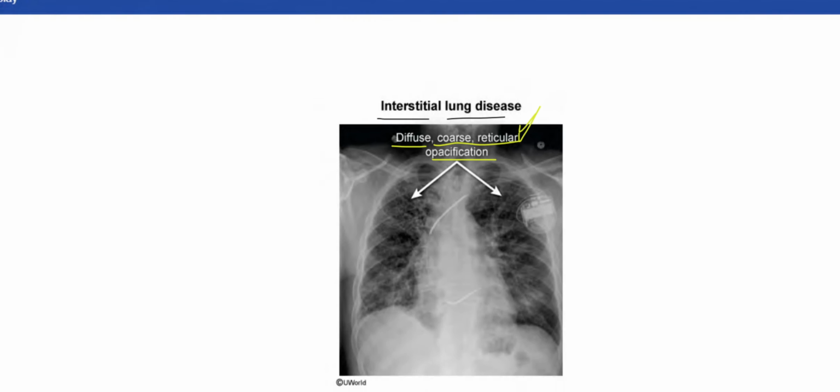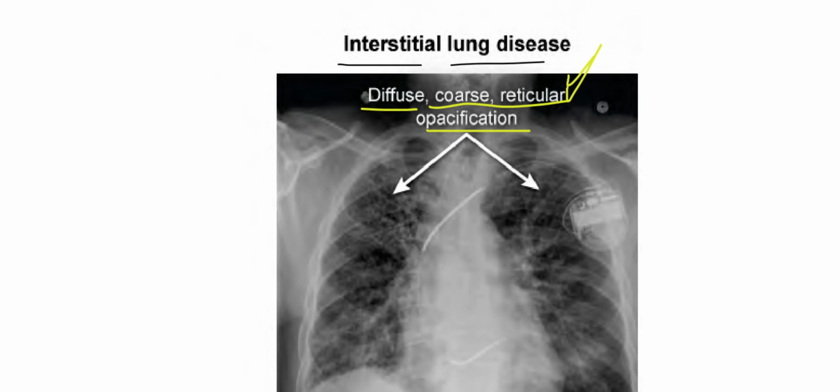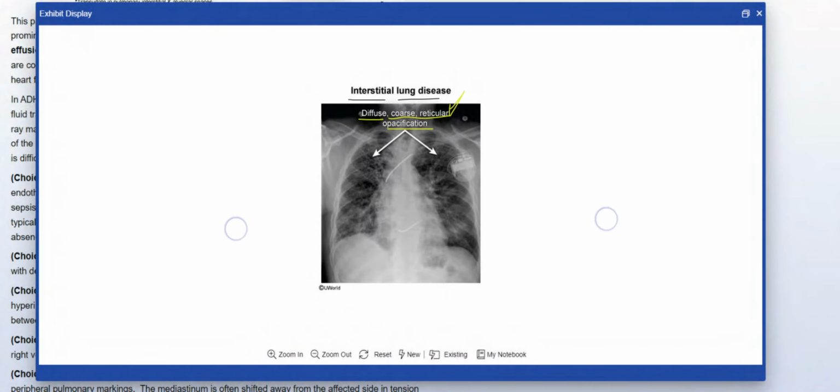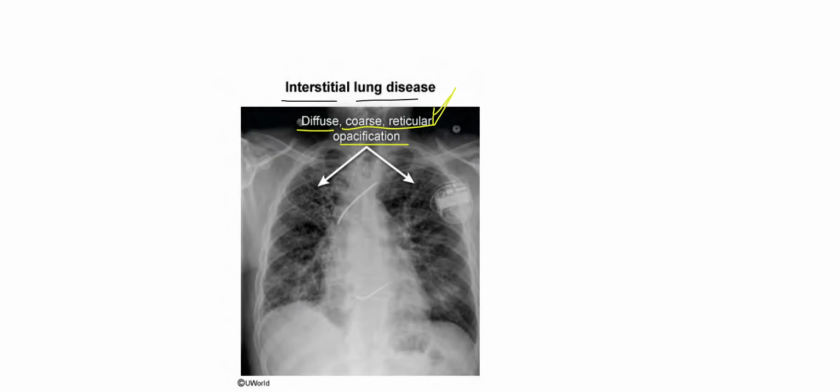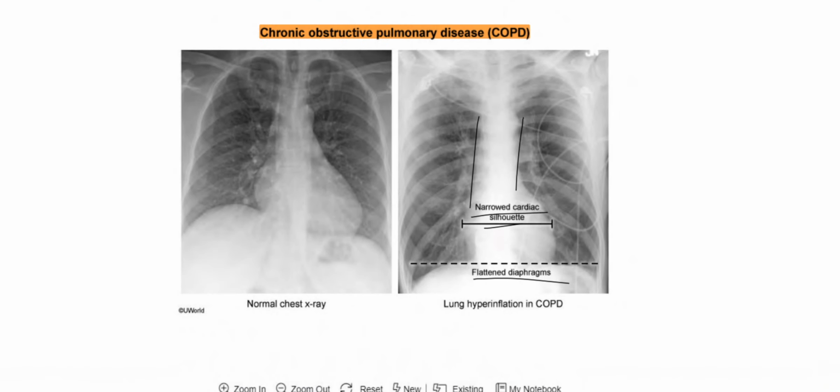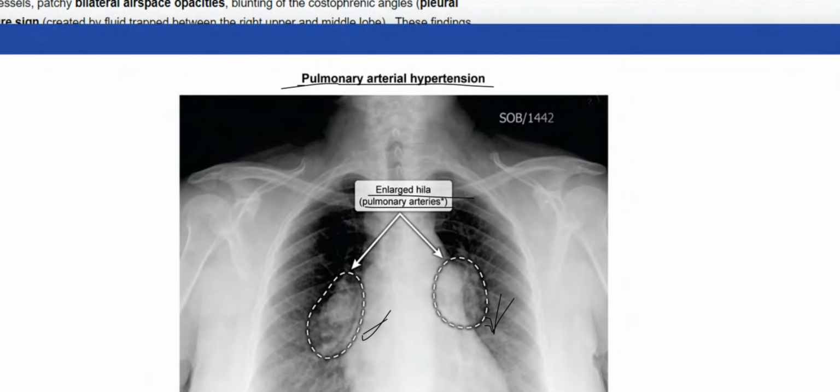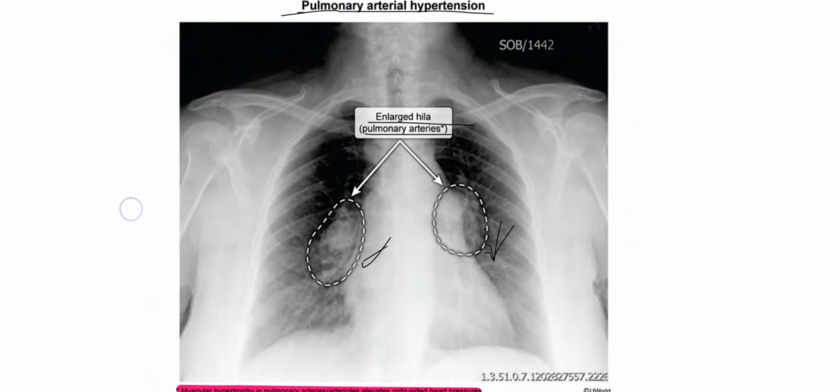Okay, we talked about this thing. Interstitial lung disease: here it would present with diffuse coarse reticular opacification, right? That is reticular opacification. In case of COPD, there is a narrowed cardiac silhouette and with that a flattened diaphragm. So there would be lung inflation in COPD, right? Pulmonary arterial hypertension: in that case, there would be enlarged hila because of the pulmonary arteries, right?